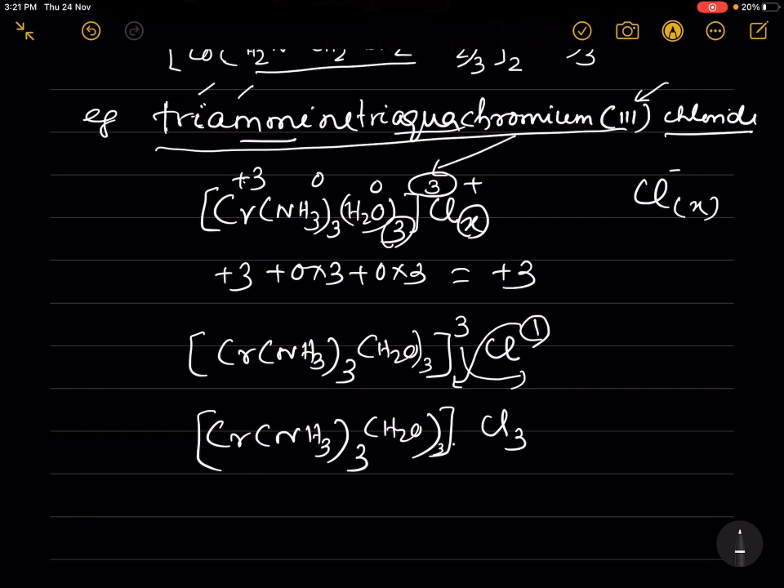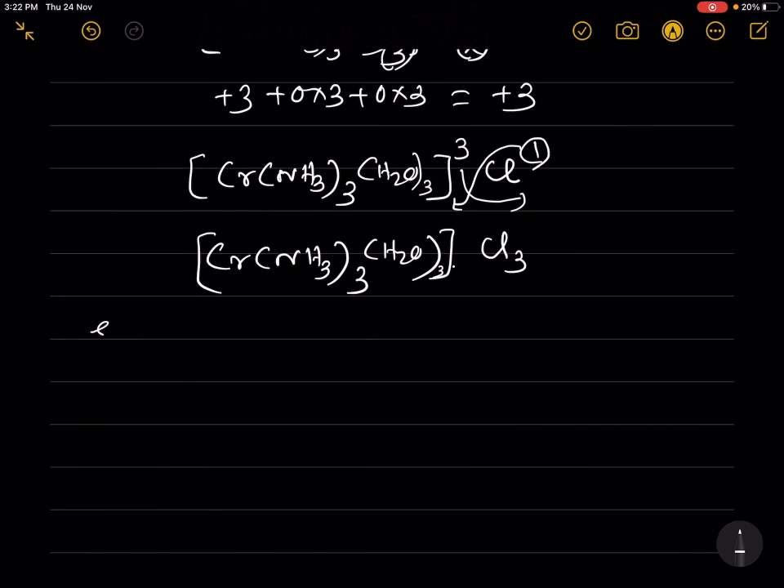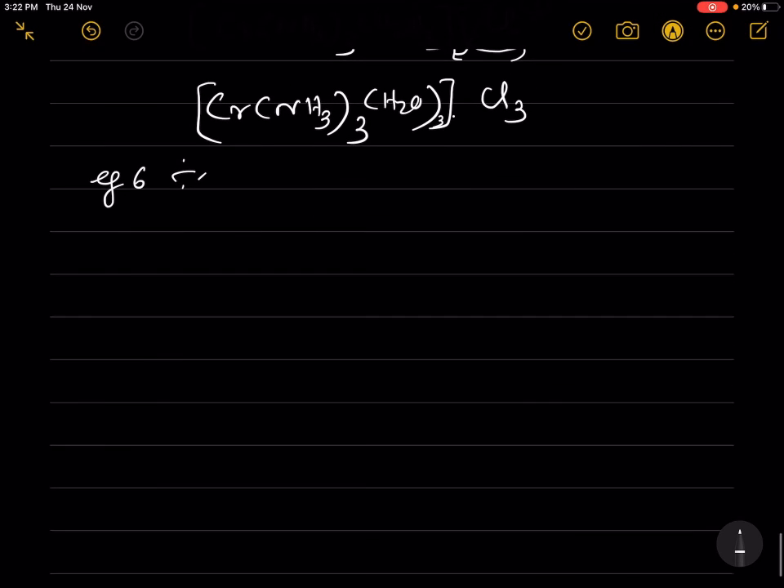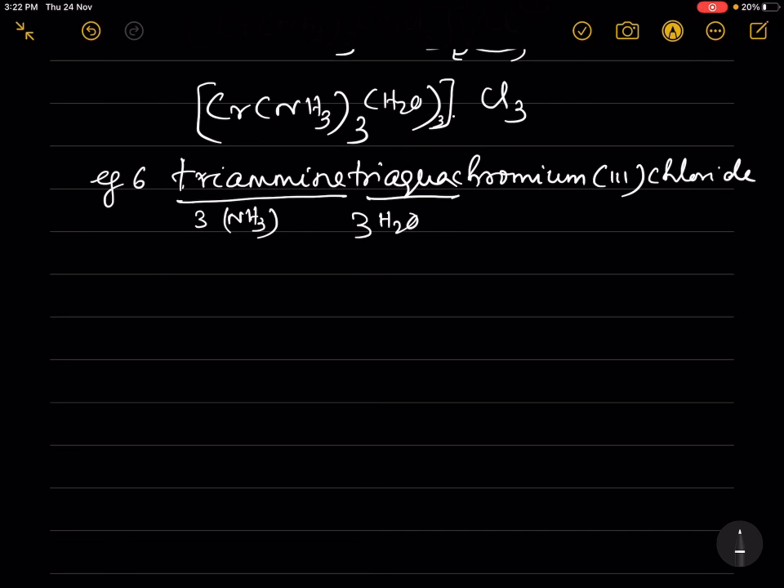You see again, this is example number 6. Triammine triaqua chromium(III) chloride. Triammine means 3 ammonia molecules. Triaqua means 3 water molecules. Central metal atom is chromium. Chloride is the counter ion. 3 is the Roman numeral, the oxidation number.